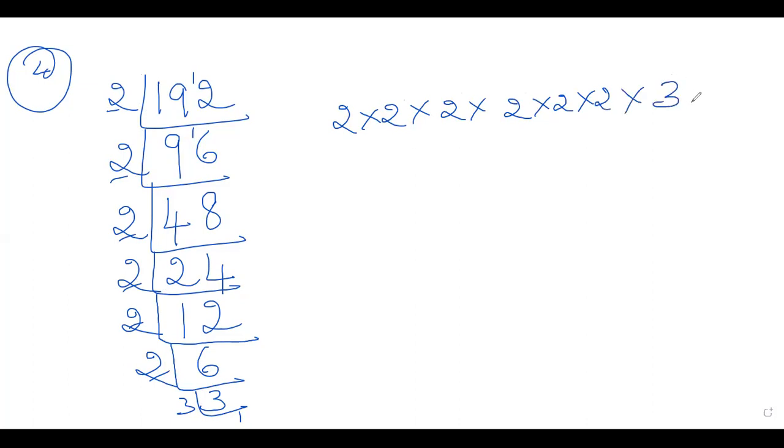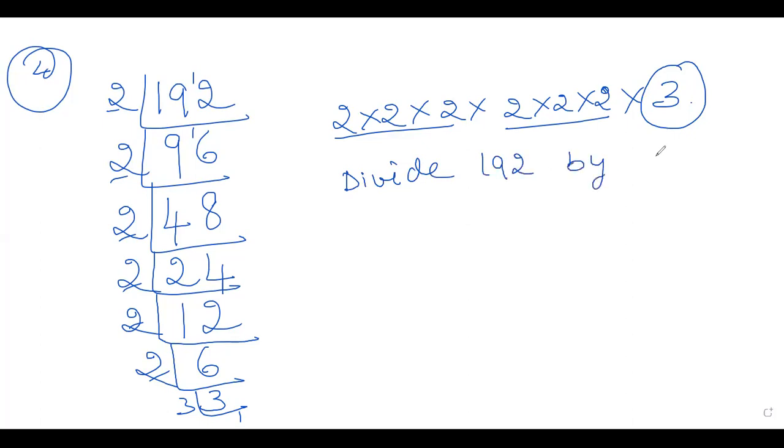How many threes? We have only 1 three. Group 3, 3 factors. 1, 2, 3. 1, 2, 3. We grouped the 3 numbers. So here 3 is left off. Right? So we have to divide 192 by 3 to get a perfect cube.